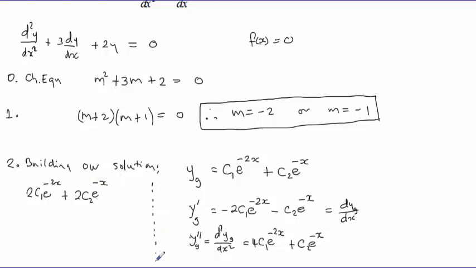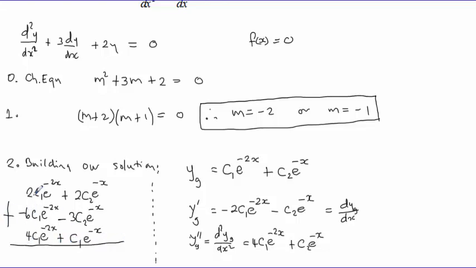Let me just create a division here. And then the next thing is 3 times the first derivative, so which means multiply this one by the first derivative, which is going to give us minus 6c1 e to the power minus 2x minus 3c2 e to the power minus x plus the second derivative, which is this one, which is simply 4c1 e to the power minus 2x plus c2 e to the power minus x, and we are adding all of this.